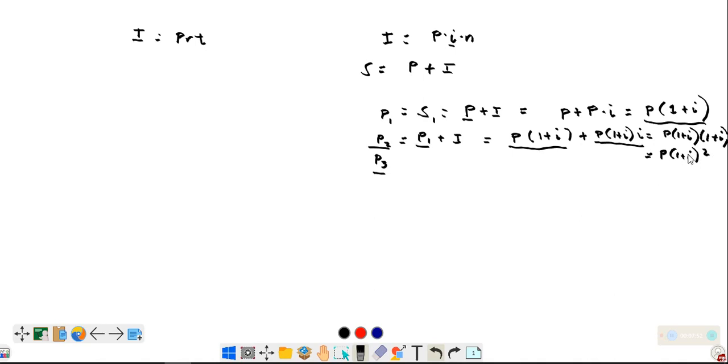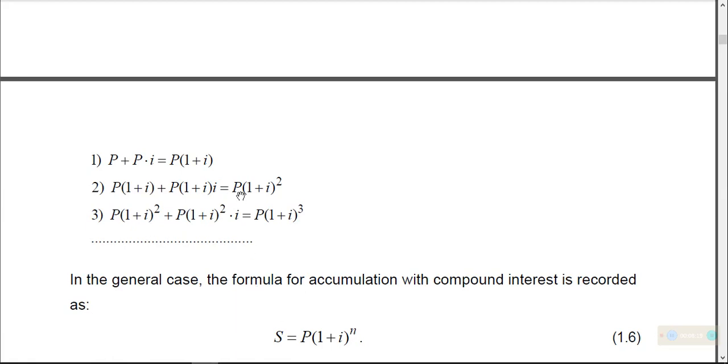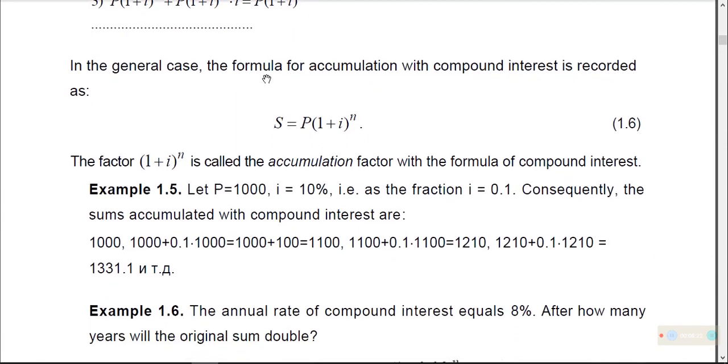And if you are going to continue this process, you will find out that your accumulated sum for a certain number of terms will actually be equal to P sub n, or pwede rin namang S sub n, which is equal to P times 1 plus I raised to the power of n. Depende kung ilan yung term mo. Okay? Ayan. So, this is S is equal to P times 1 plus I raised to the power of n.